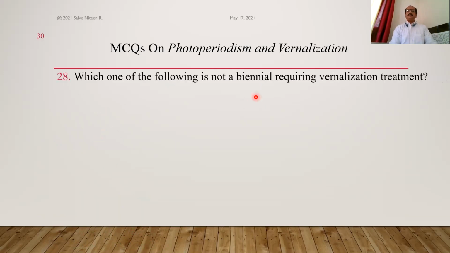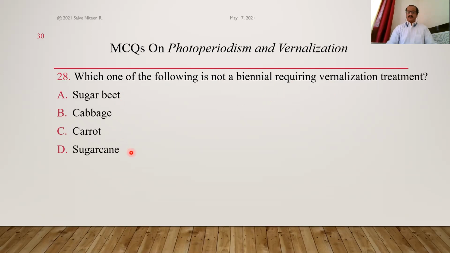Which one of the following is not a biennial plant requiring vernalization treatment? You know biennial plants also require vernalization treatment, because biennials complete their life cycle in 2 years, because they have to pass through the winter. And if we provide that low temperature requirement, cold treatment, then they can become annual. So here, which one of the following is not a biennial plant is the question. Sugarcane is the answer. Sugar beet, cabbage, and carrot are biennial plants. Sugarcane is not a biennial plant. So D is the right answer.